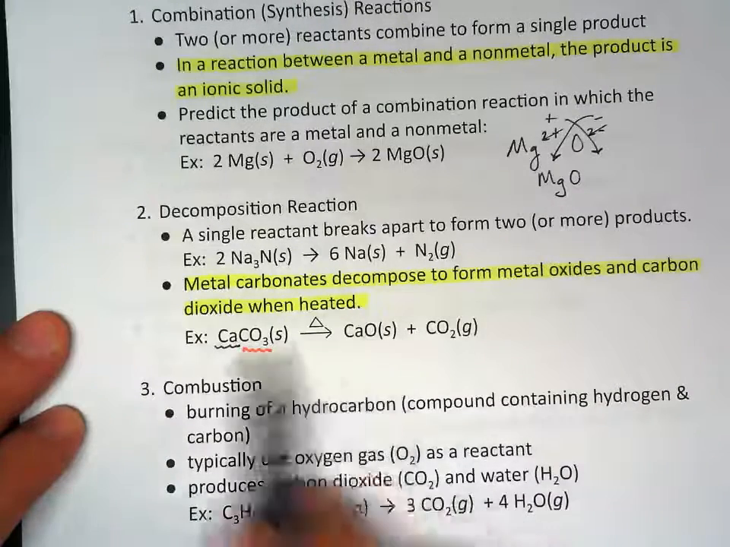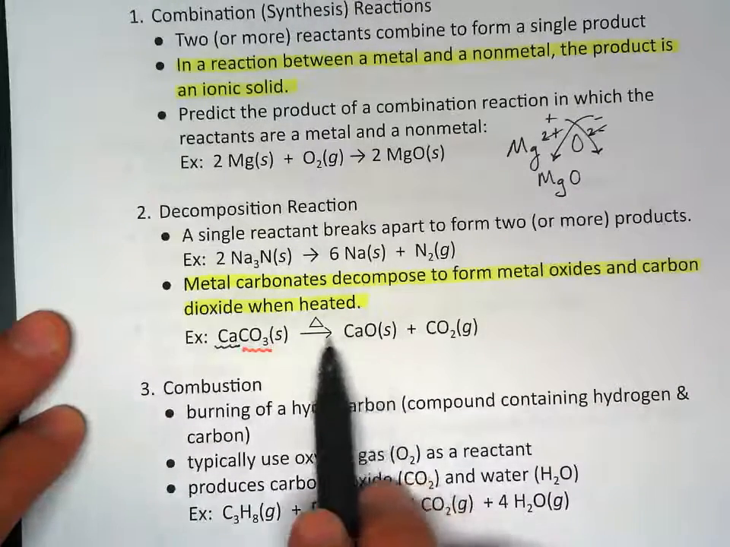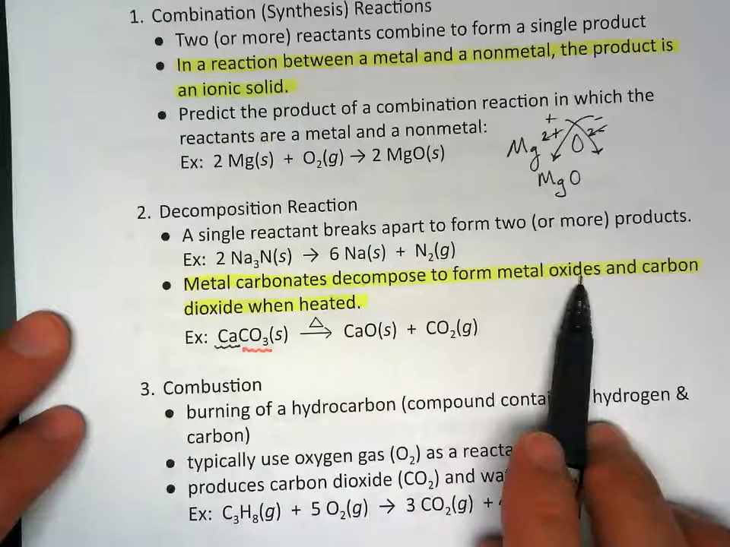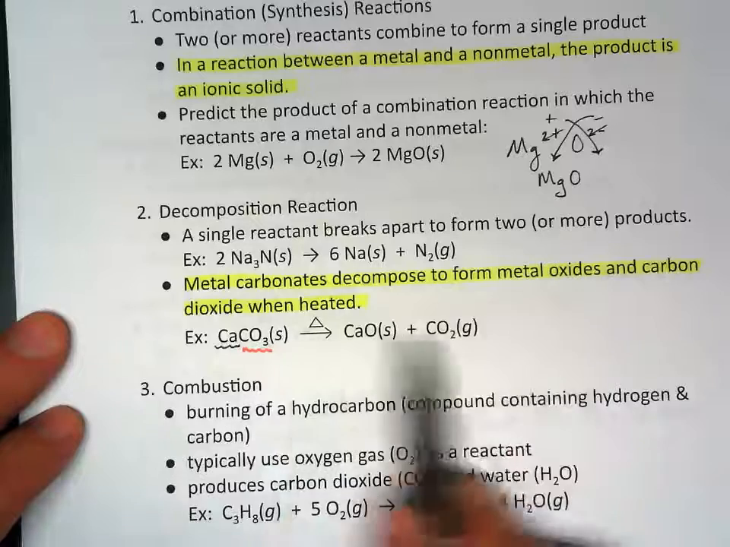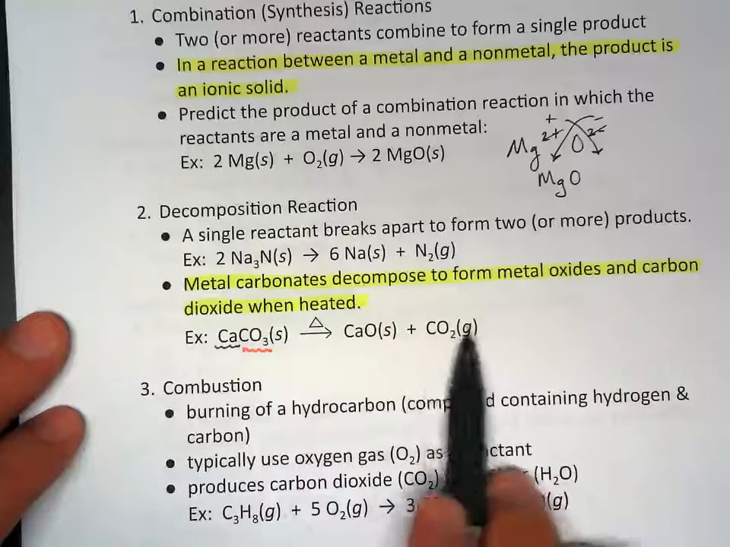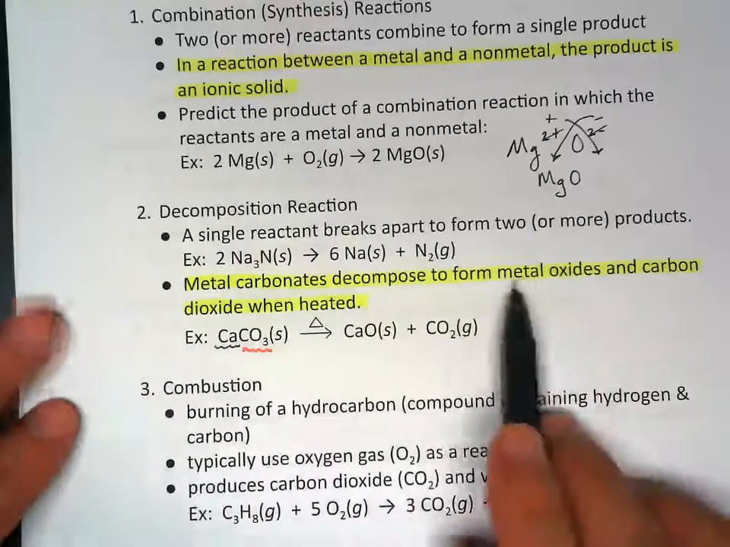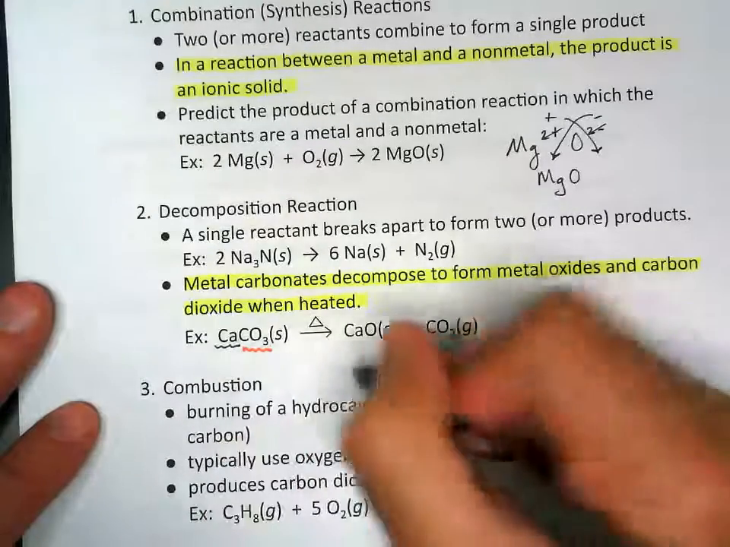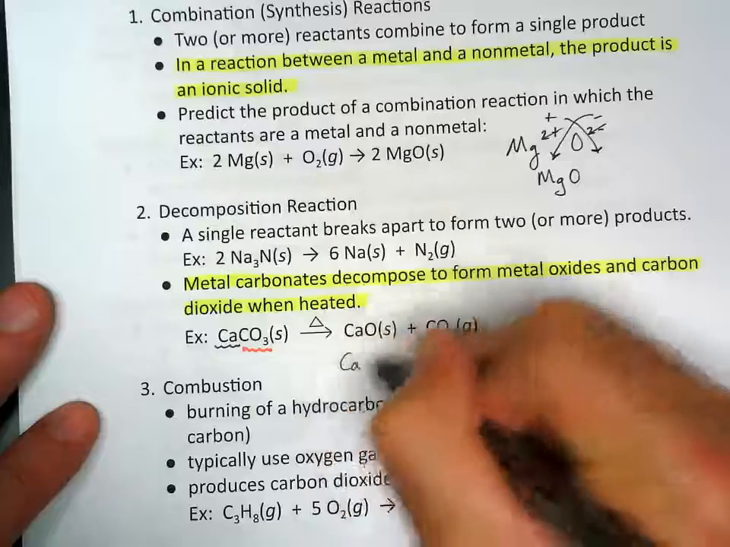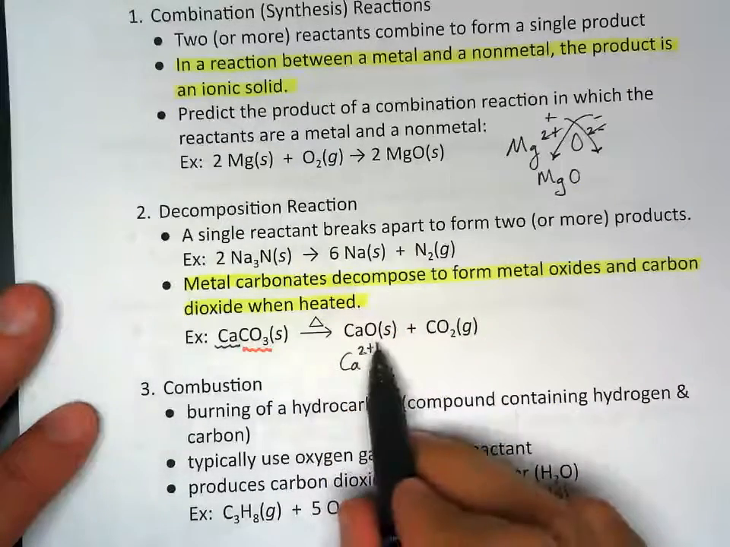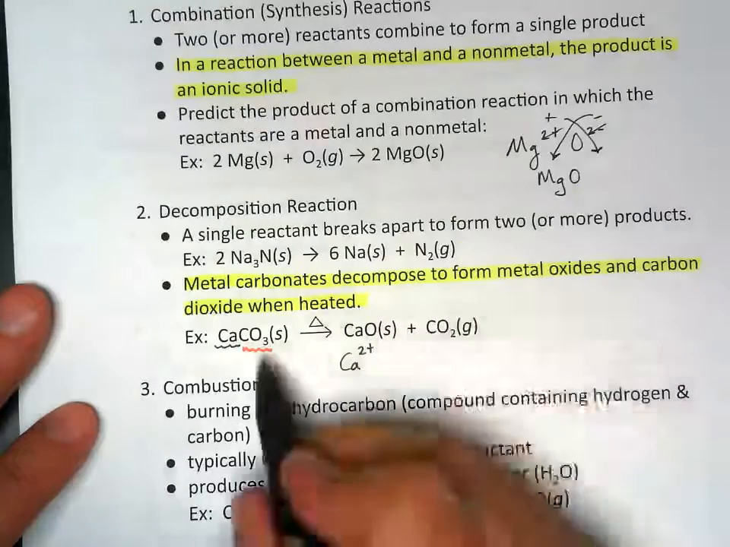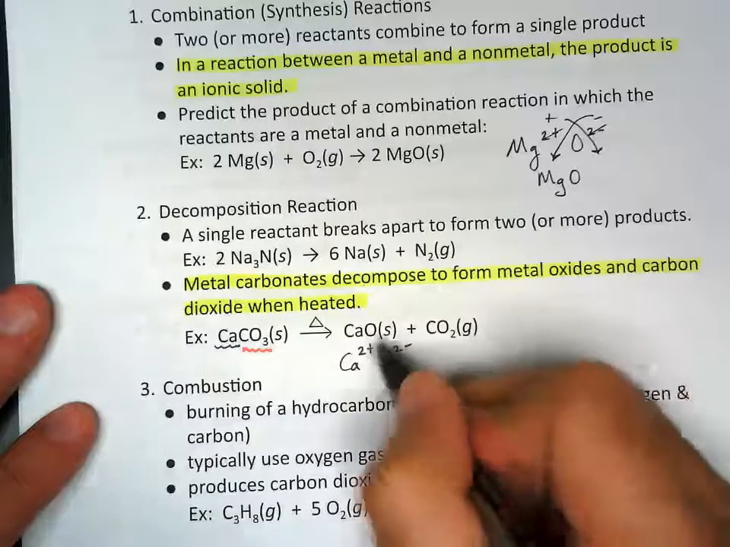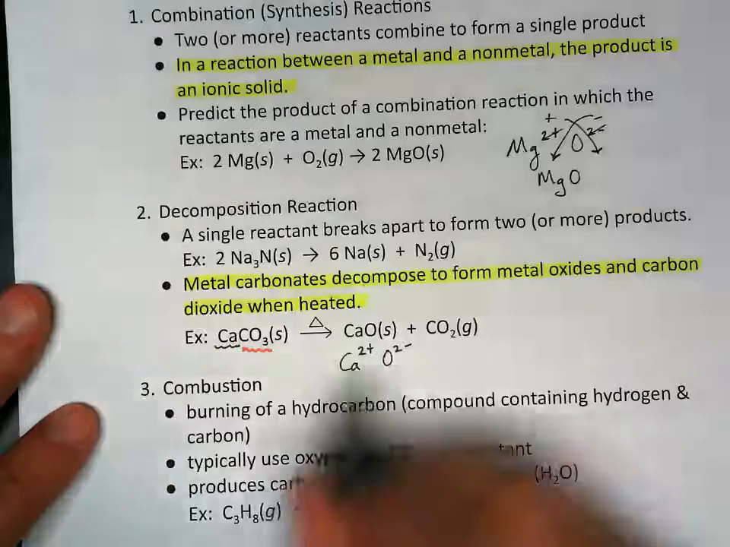We have, it is decomposing when heated to form metal oxide and carbon dioxide. So the carbon dioxide is just CO2, we know that. Where do we get the metal oxide? Well, all metal oxide is the metal from the beginning, so it would be Ca. Ca is a 2 plus, and oxygen, which is 2 minus. You reduce, cross down, and you get CaO.